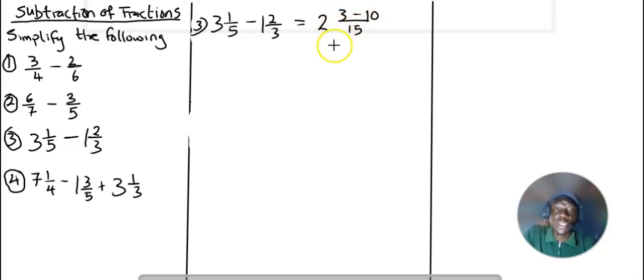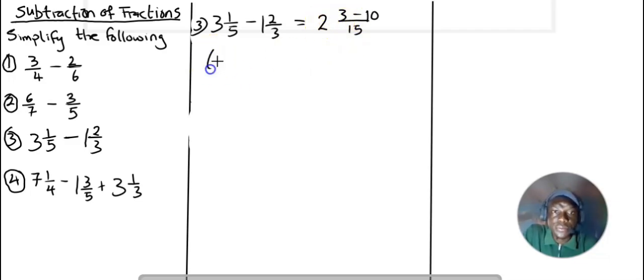So what we are going to do here is that we'll borrow from the whole number. And when borrowing from the whole number is equivalent to the LCM, which is the denominator of this fraction here. So if you are borrowing 1 from 2, you are not borrowing 1, you are actually borrowing 15 to add to 3 here. That's what we are going to do. Now let's go. We borrow from this whole number, which is 2 here, but we are adding 15 to 3.